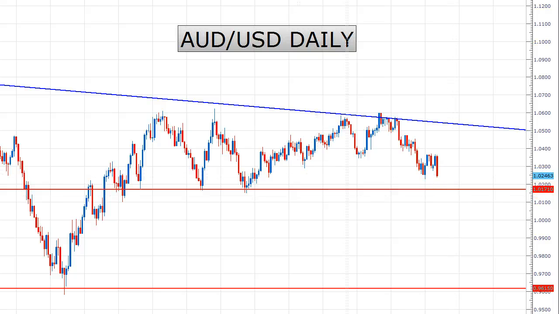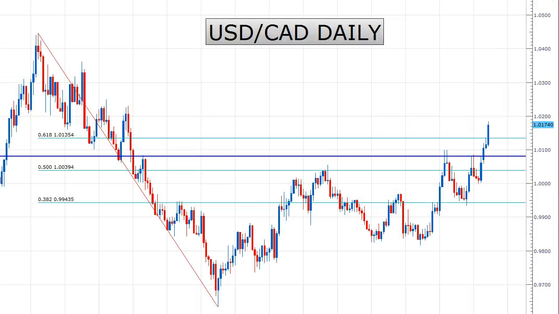If the dollar remains strong and the Aussie breaks through, we'll have some great trade potential there as well. A couple days ago, I talked about the USD CAD, the potential break to the upside, since it did close above basically 1.009, which is right here. So it did close above that level, and now we're seeing the complete continuation all the way through 61.8, which was the other level I mentioned.